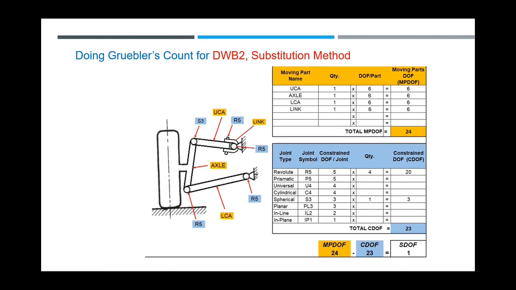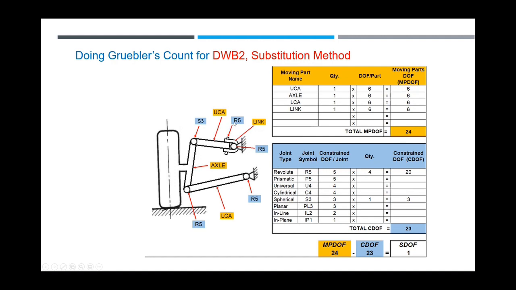One thing that's nice about Gruebler's count, you can actually substitute parts, where a universal joint is basically U4, but in reality, you actually have an extra part with 2 revolute joints. So if you look at this universal joint here, there's 1 axis here and 1 axis there, all right? So basically, this is like the second part, which I call a link, right? So let's do it. So now we have an extra part in there. It's called a link. Now we have 24 degrees of freedom. All right, so now let's redo the math.